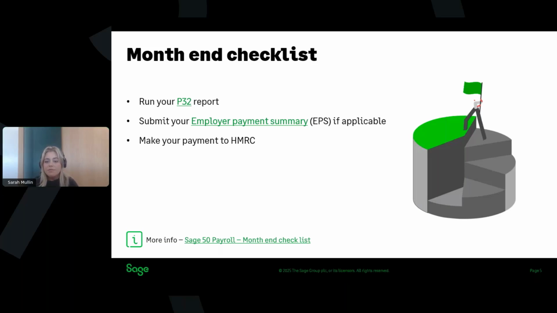So the 3 steps: you would run your P32 report, which breaks down your liability and what you actually need to pay over to HMRC. You would then submit an employer payment summary, only if it's applicable, and I'll explain a little later when you might need to do that. And last but not least, you want to ensure that you make your payment of tax and NI to HMRC by the payment deadline, which would be the 19th of the month if you pay by cheque, or the 22nd if you pay electronically.